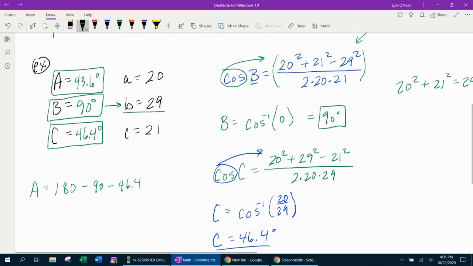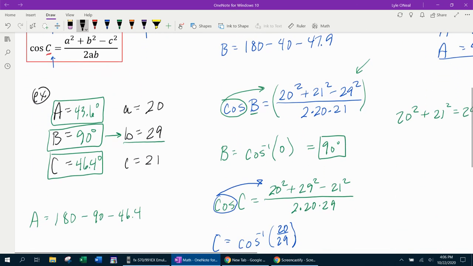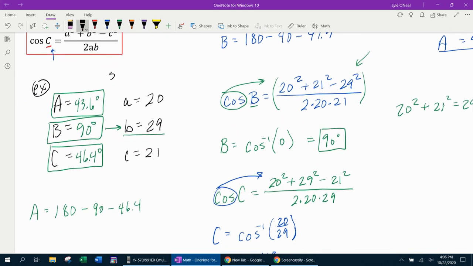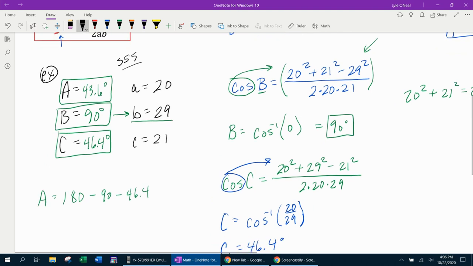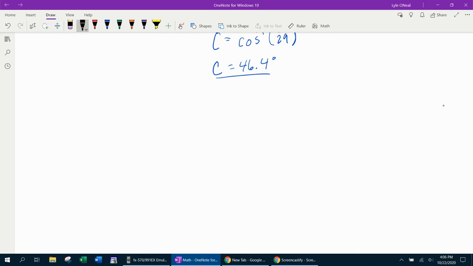And what that does now, at this point, I've now covered an example of side angle side and an example of side side side. And since I only did 2 examples, I'll tell you what I'm going to do. I'm going to do one more example, and we're going to do a word problem. Just for fun, we're going to do a word problem, okay?